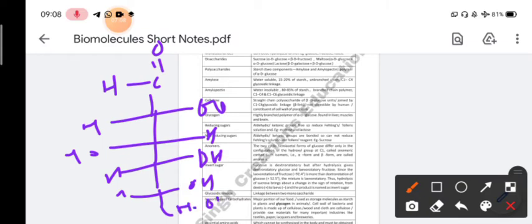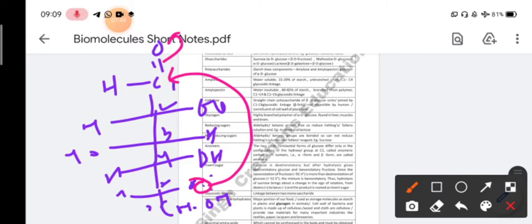So this is the structure of glucose. That is 1, 2, 3, 4, 5 and 6. This is CH2OH, the number 6 carbon. So what happens in this carbon? This oxygen will form a bond to here, so that it goes minus. So right now it will form a product like this.